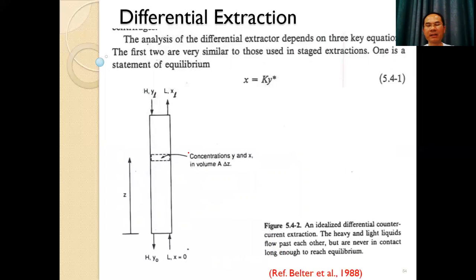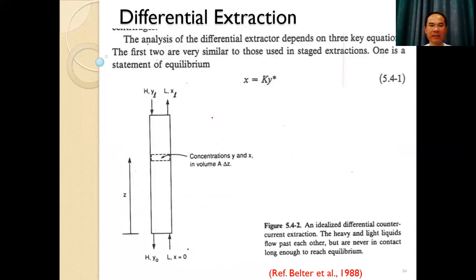Okay, next we will consider the design equation. The design equation for this case, we need three equations. And two equations are the same as previously. So this is with the stage extraction, equilibrium equation, and mass balance equation.